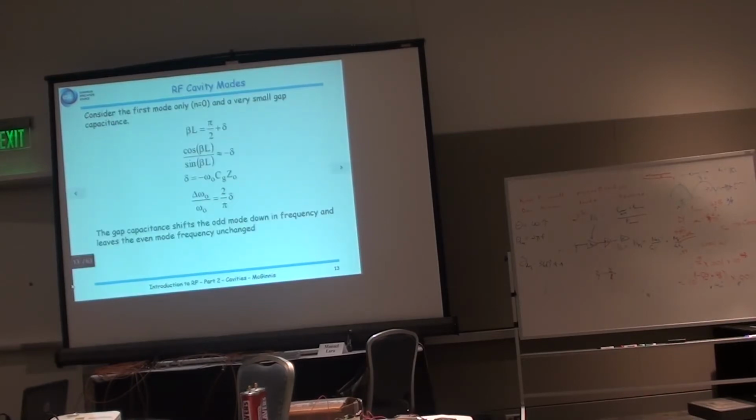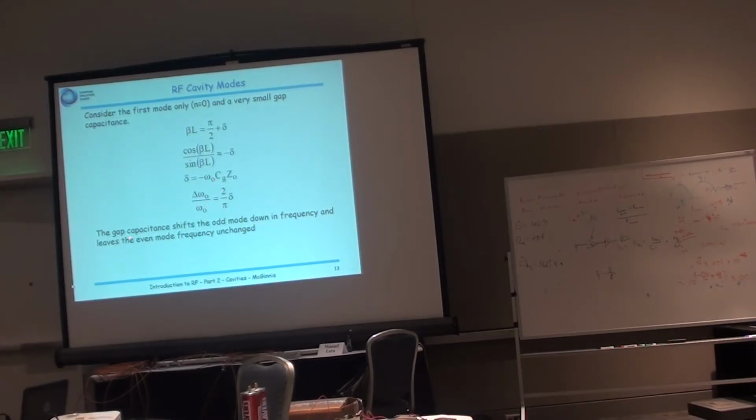So let's try to do this on a piece of paper. Let's assume that the gap capacitance is very small, and we're only going to perturb the mode frequency by a little bit. So we'll say beta L is going to be pi over 2 plus a little bit, which we don't know what the little bit is. But we can put pi over 2 back into the formulas, and you can see that cosine beta L over sine beta L is equal to minus delta. Therefore, this delta is equal to minus omega 0 CG Z0. So you can solve for omega 0, and therefore you get that delta omega 0 over omega 0 is 2 over pi delta.